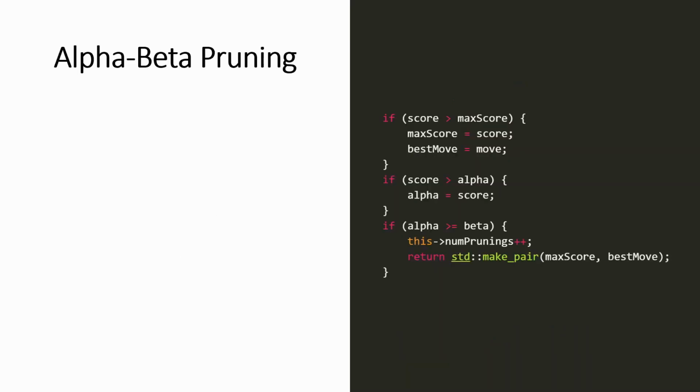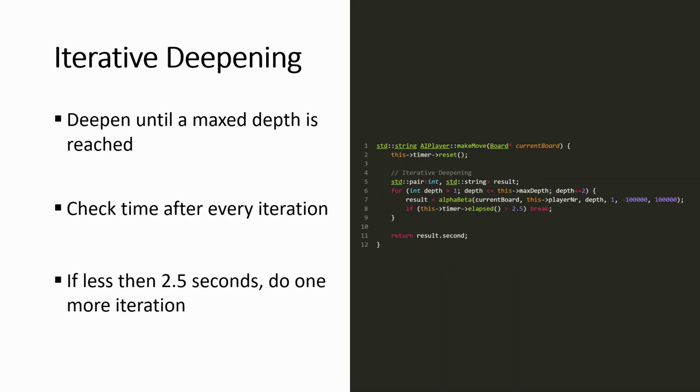On top of Negamax, the alpha-beta pruning has been implemented, which I guess does not need any further introduction here. To decrease search time, iterative deepening has also been implemented, which step by step searches deeper and deeper until a maximum depth has been reached. After each iteration, the time is checked, and if the search has not yet taken 2.5 seconds, another iteration will be calculated. At the end, the best move for the current board is returned and played.